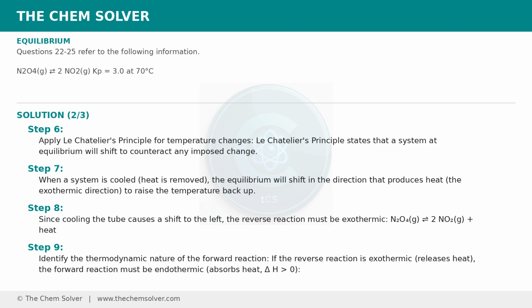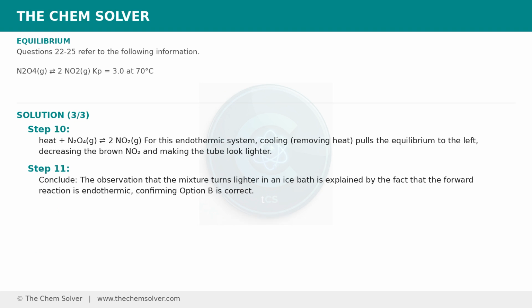Identify the thermodynamic nature of the forward reaction. If the reverse reaction is exothermic, releases heat, the forward reaction must be endothermic, absorbs heat, delta H greater than 0. Heat plus N2O4 is in equilibrium with NO2 for this endothermic system. Cooling, removing heat, pulls the equilibrium to the left, decreasing the brown NO2 and making the tube look lighter.